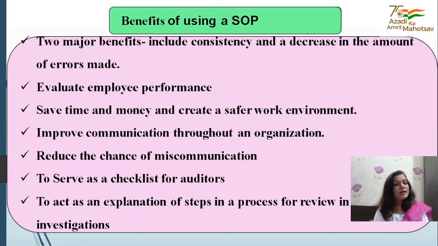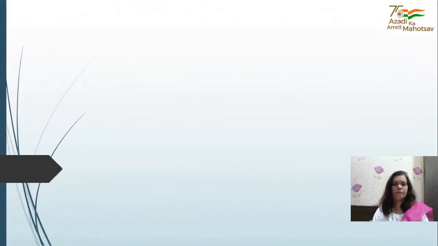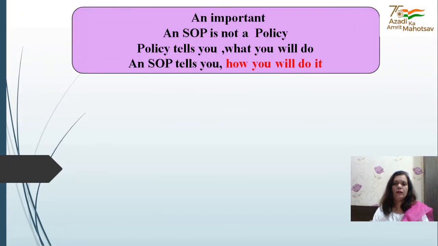It serves as a checklist for your auditors, where if things have gone wrong, automatically you can check at the back end by following all the steps. It acts as an explanation of steps in a process for review in accident investigation. And importantly, an SOP is not a policy. Policy tells you what you will do. SOP tells you how you will do it.